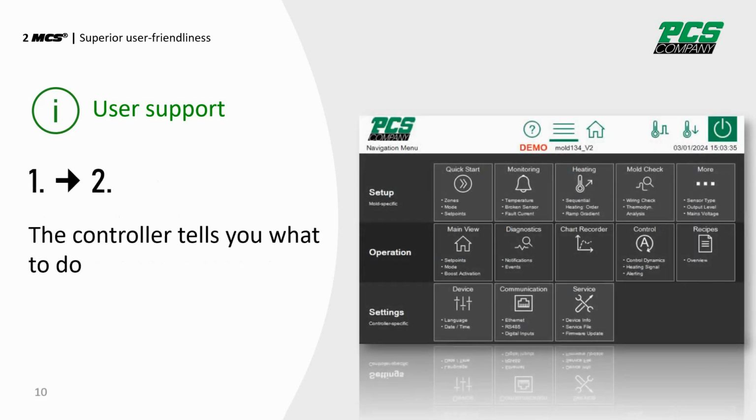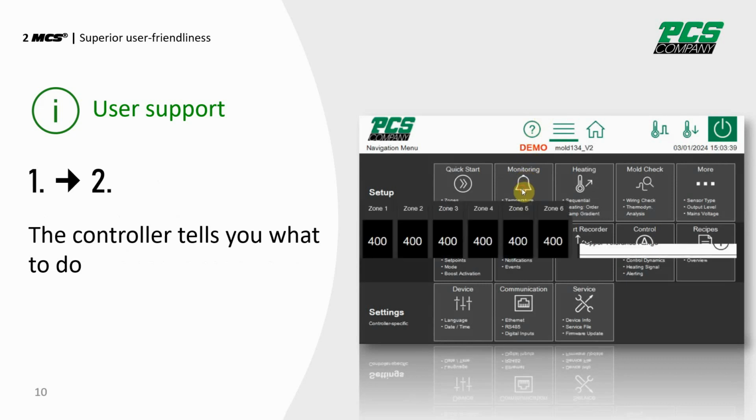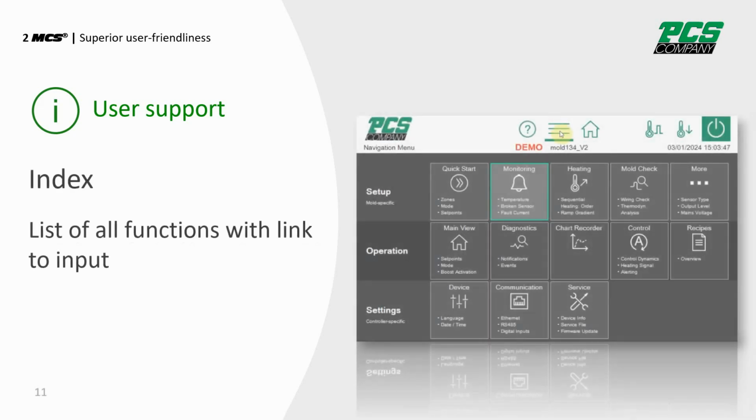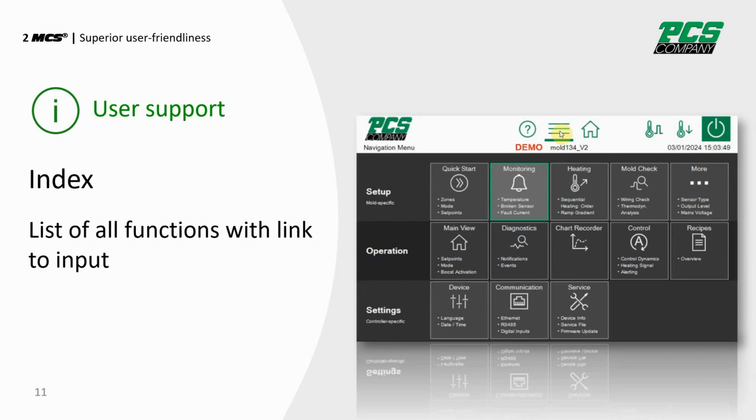The controller supports parameterization by displaying in plain text what is to be done. In this example, first, select zones and parameters. Second, enter value. If you can't find a function in the navigation menu straight away and don't want to look it up in the manual, the question mark will help you.